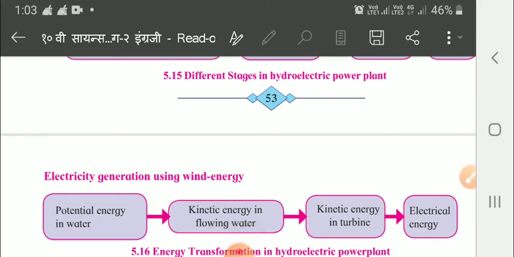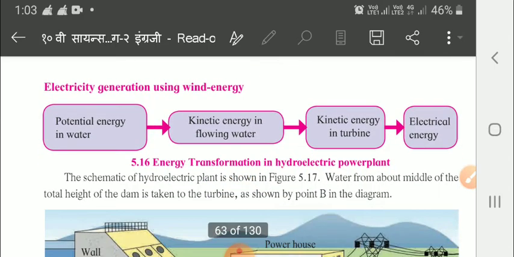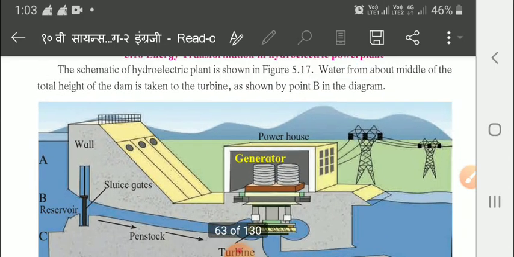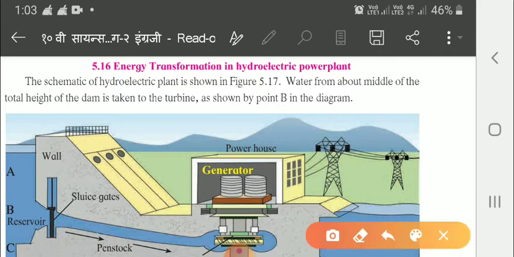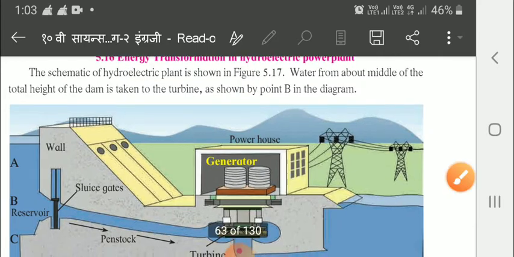Now here you can see the diagram. The schematic of a hydroelectric plant is shown here, figure 5.17. Water from about the middle of the total height of the dam is taken to the turbine, as shown by point B in the diagram. So I'll just explain it to you.